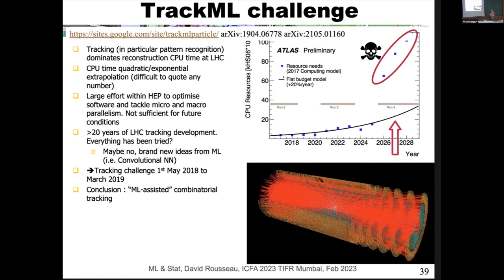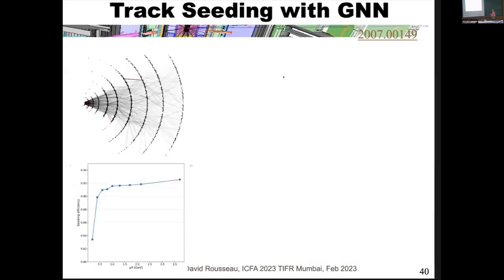And the conclusion is really that machine learning assists combinatorial tracking. There is no machine learning algorithm which can find tracks for you. You really have to do it the physicist way, looking for this trajectory, but machine learning can assist the traditional algorithm. One of the examples is track seeding with graph neural networks. You make all reasonably possible connections between points, and then run them through the graph neural network, and then you see the efficiency, which is quite good.